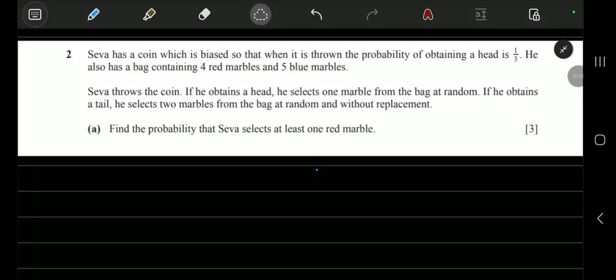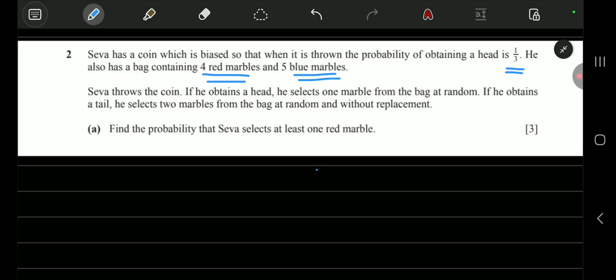Okay, question 2. Question 2 says that Shiva has a coin which is biased so that when it is thrown, the probability of obtaining a head is 1 over 3. He also has a bag containing 4 red marbles and 5 blue marbles. Shiva throws the coin. If he obtains a head, he selects one marble from the bag at random. If he obtains a tail, he selects 2 marbles from the bag at random and without replacement. So find the probability that Shiva selects at least one red marble.